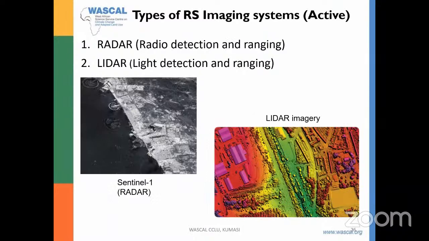Within the active imaging system, we have the radio detecting and ranging, and the light detecting and ranging. These imaging systems also have their own applications. With the radar, it sends radio waves or pulses to the surface of the Earth. It bounces back and is stored for analysis. These sensing systems can be used in the daytime or the nighttime, and it's mostly used for flood analysis and imaging the activities of the Earth.